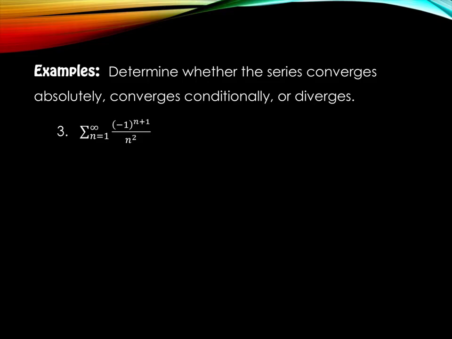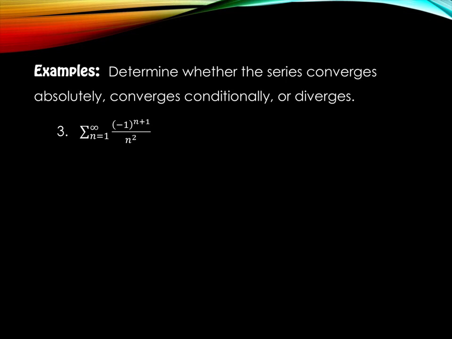I've got a negative 1 to a power. The power's not n, it's n plus 1, but that's okay, right? It's just shifted. Instead of the even terms being positive, the odd terms are positive now. I may have said it backwards, but it just switches whether the odds or the evens of the terms are the positives or the negatives. That's fine. This is an alternating series.